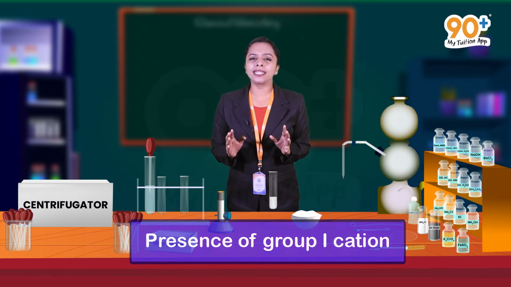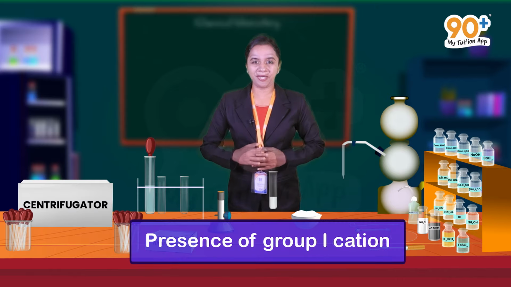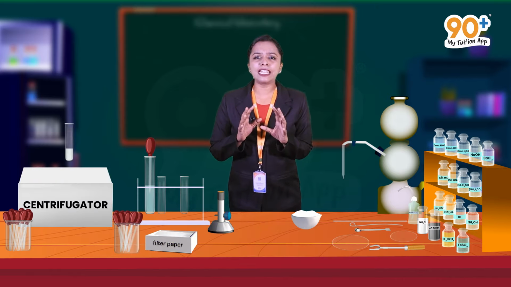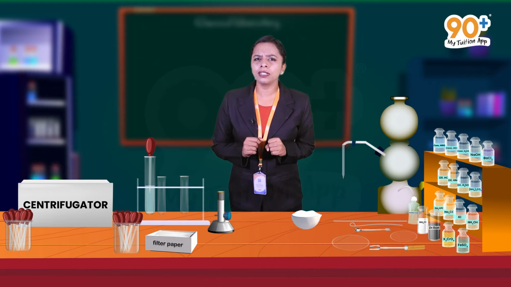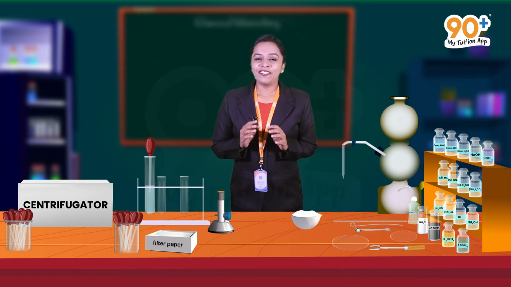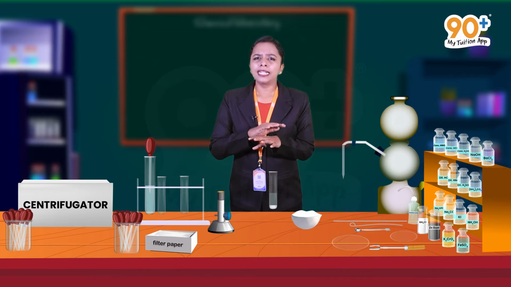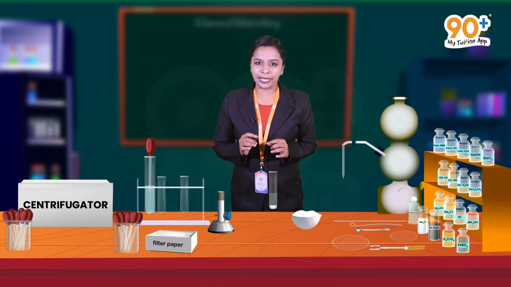This shows the presence of group 1 cation. Now let's conduct this centrifugation. But why are we centrifuging this solution? Or what does it mean by centrifuging a solution? Well, it is used for separating the solid particles dispersed in the liquid medium.